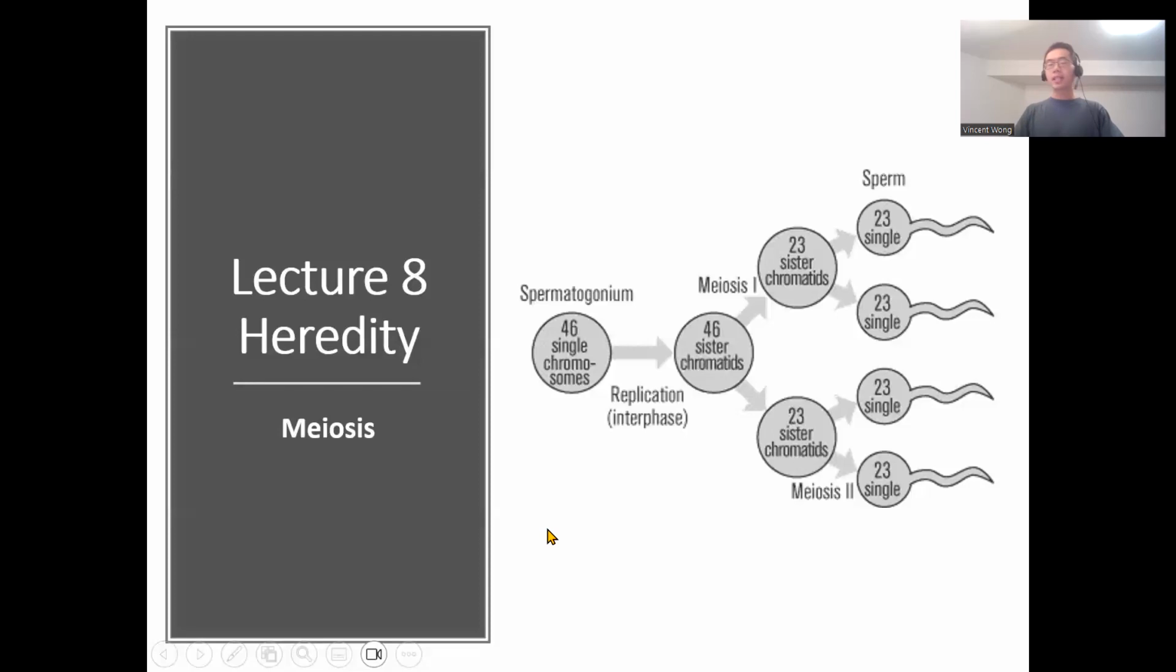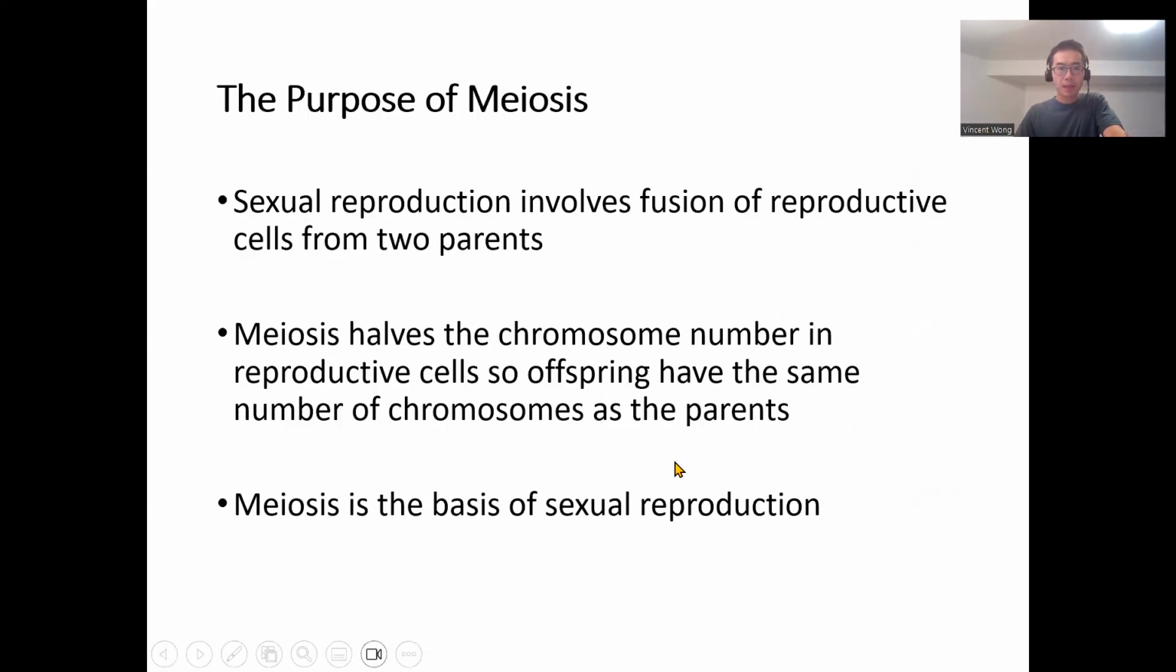To understand heredity, we have to look at the process of creating gametes. Gametes are sperms or egg, and the process for creating them is what we call meiosis. Right? Meiosis. So we're gonna compare and contrast the similarity and differences between meiosis and mitosis.